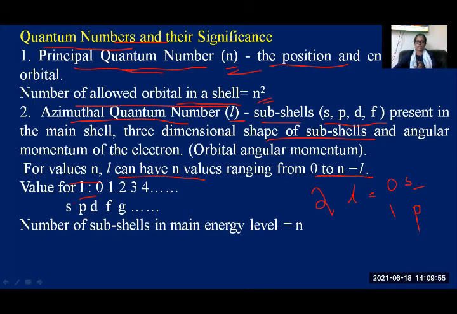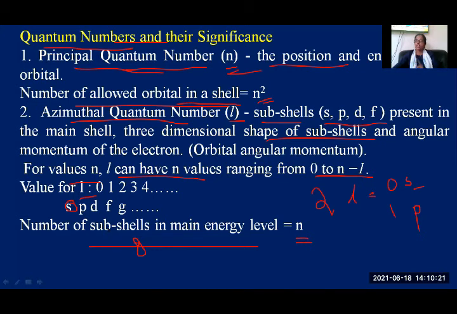S means it is a spherical orbital, p orbital means it is a dumbbell orbital, d orbital means double dumbbell shape. Okay, so the exact path in which the electron is moving, the shape of the orbital, that is indicated by the L value. Okay, so the number of subshells in main energy level will be equal to N.